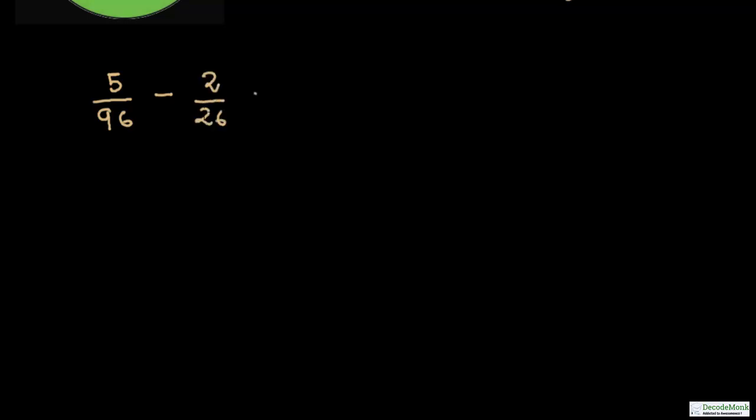Now let us take some more examples. Suppose you are given a subtraction problem, 5 upon 96 minus 2 upon 96. So how will you do that? It is not possible for you to make a picture or a chocolate bar and divide that into 96 equal parts and shade 5 parts and 2 parts and do operations by drawing pictures. So here it is a better idea to solve it mathematically. Again we are going to subtract the numerators and keep the denominator the same. So 5 minus 2 is 3, over 96.